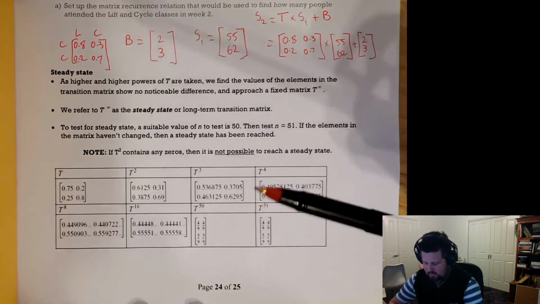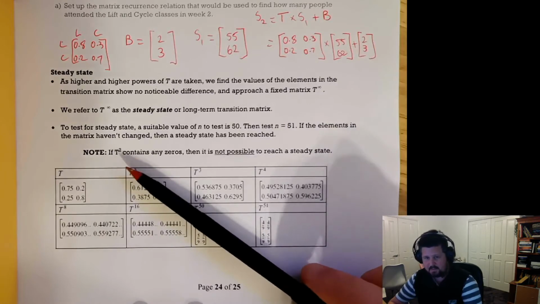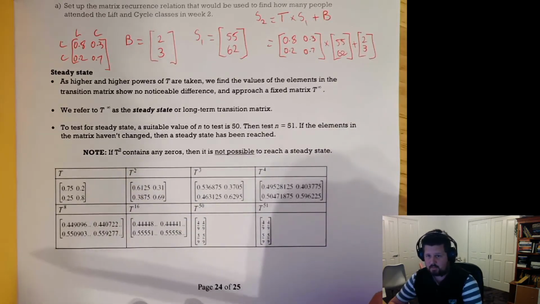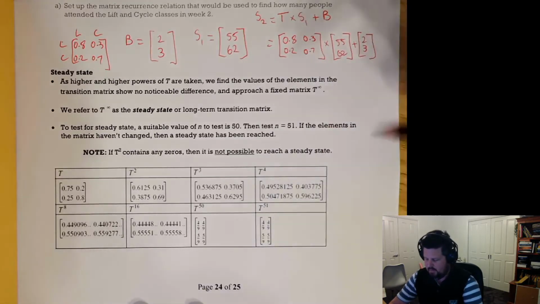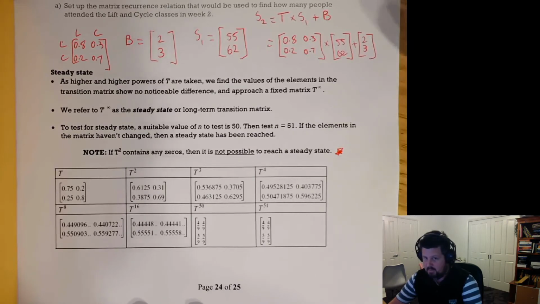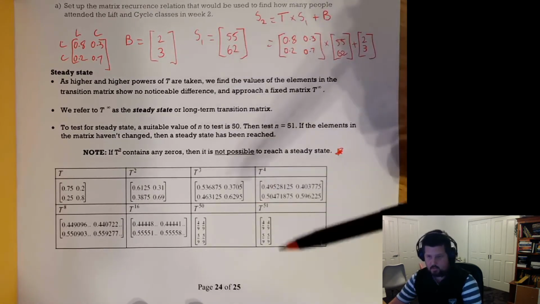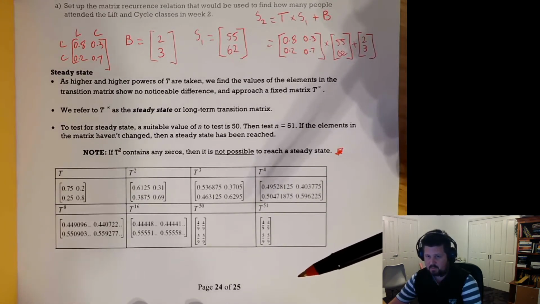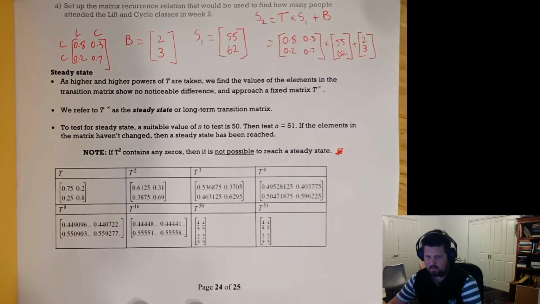Again, it says here, note, if T to the power of 2 contains any zeros, then it is not possible to reach a steady state. Okay, so that's a good one to make a note of. If they ask you, is it possible to get to a steady state? If in T to the power of 2 there are zeros, you are not going to be able to get to a steady state. So there's no point, or you can answer that question really quickly there.